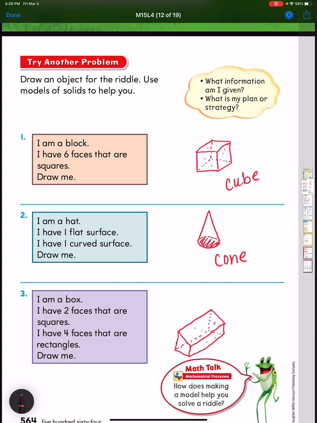So my faces match my riddle. 4 faces that are rectangles and 2 faces that are squares. So I can write the words rectangular prism. Remember, pause my video as you need to so you can draw your shapes. They don't have to be perfect, just the best that you can do.